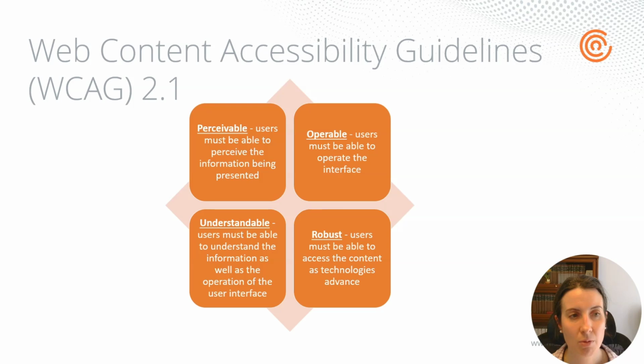We want to keep our report layouts as well as our data understandable. So this means we have consistent formatting between our different tabs, so users easily know where to navigate to get the information they need. And finally, we want our reports to be robust. So this means our reports should be operable on a wide variety of technologies, including adaptive technologies such as screen readers.